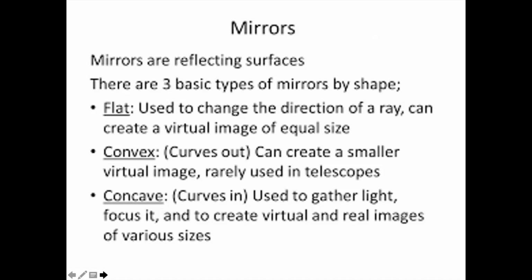So just remember, flat mirror, which type of image is formed? Virtual and of equal size. Convex mirror, which type of image is formed? It is smaller and virtual. And in a concave mirror, which type of image is formed? We can get virtual images also, and we can get real images also. And the sizes can be different, from a point size to a very large size.